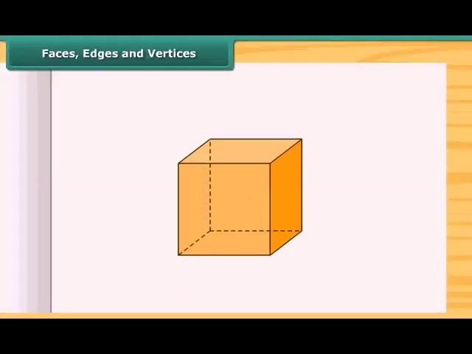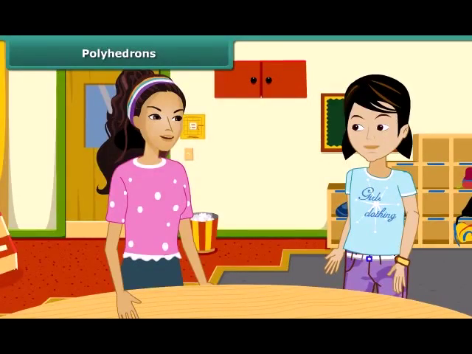Look at this cube. This is the face of a cube. This is the edge of the cube and this is the vertex of the cube. An edge is a line segment where the faces meet, and the vertices are the points where the edges meet. Do you know what we call a solid having flat faces, edges and vertices? No.